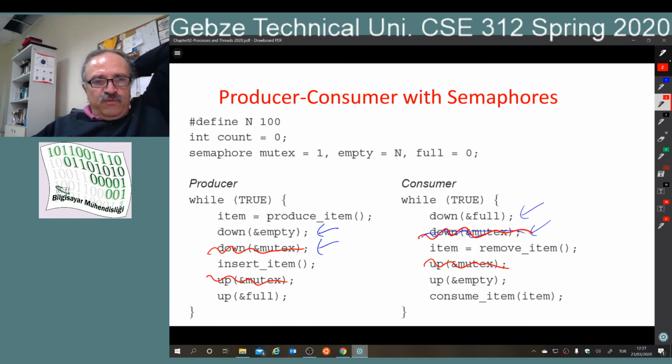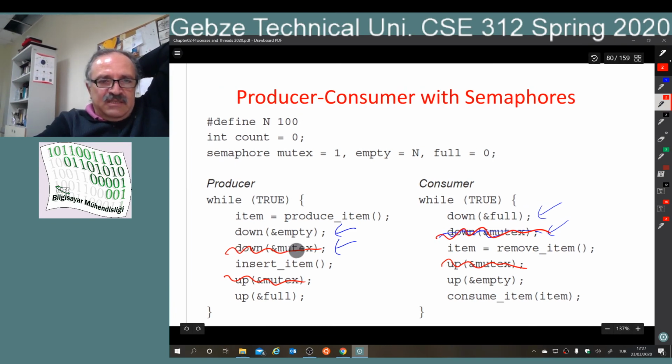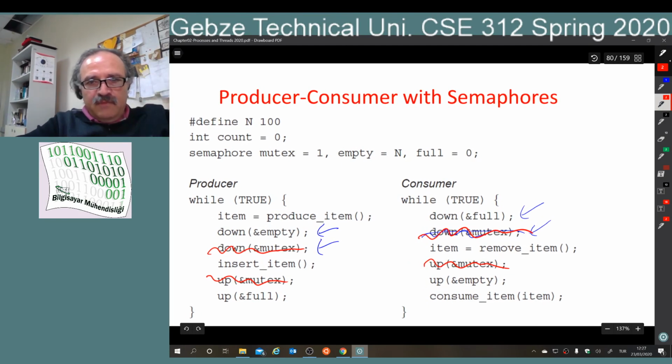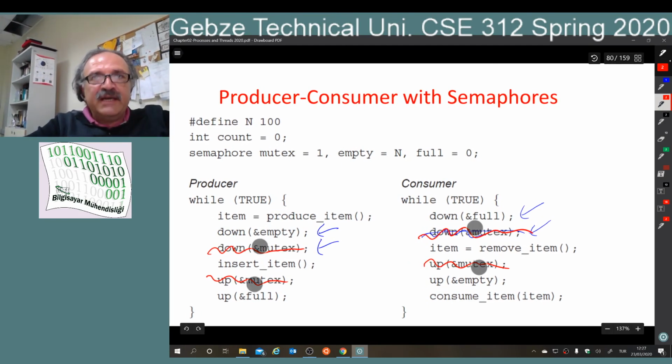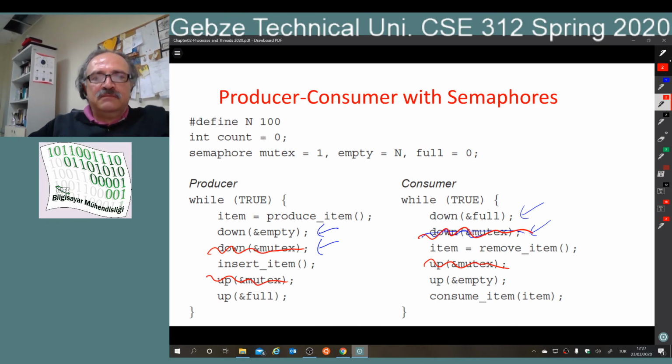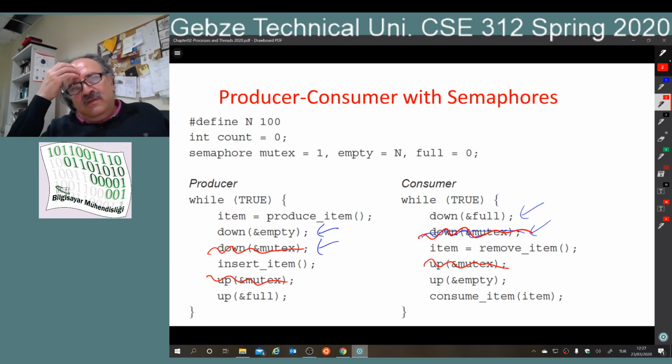So, any answers to my question? If I remove these mutexes, if I remove these 4 lines, what happens? Do I need them? Because I already have 2 semaphores and they are good for synchronization and race conditions. Why do I need these mutexes?